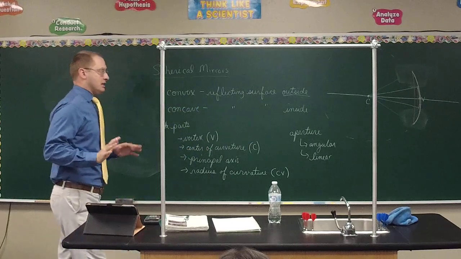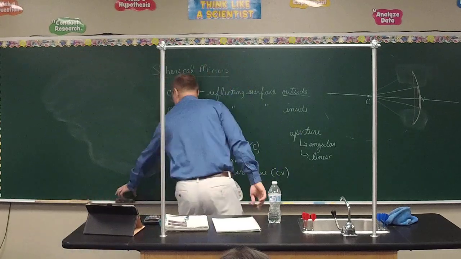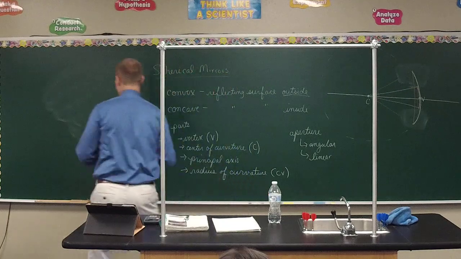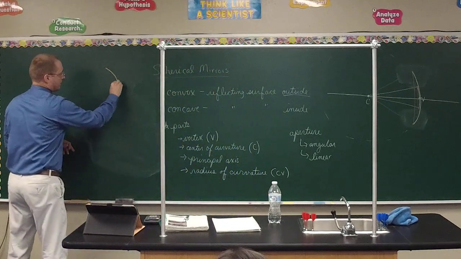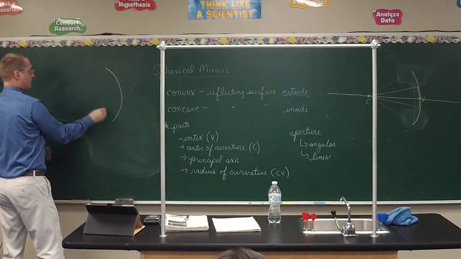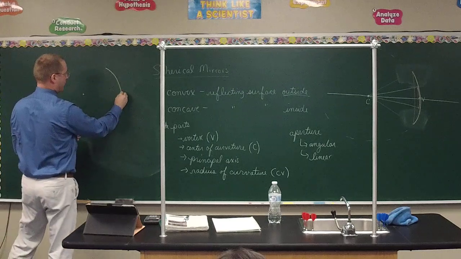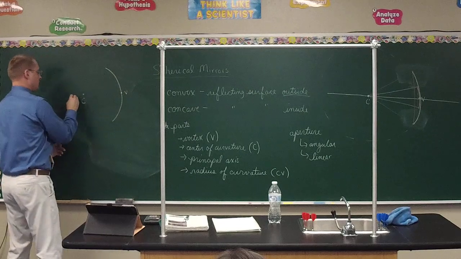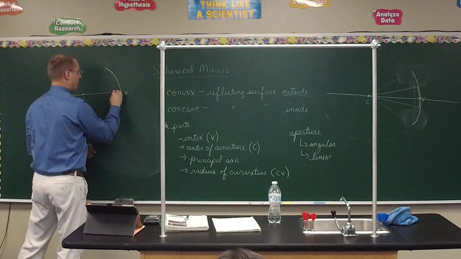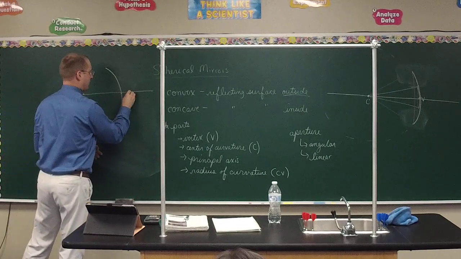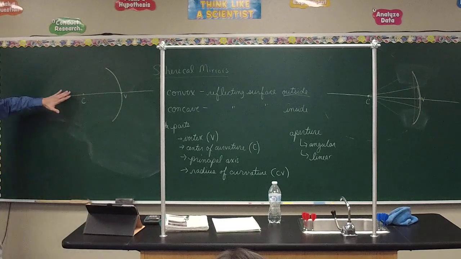Now, with our mirror, let me ignore that drawing, we'll start over here. Let's just say we've got this curved surface. Let's say roughly right about here would be the center of curvature, roughly right about here would be the vertex. So here would be my principal axis right through my letter V I just wrote.